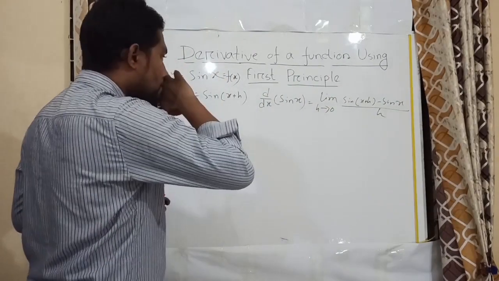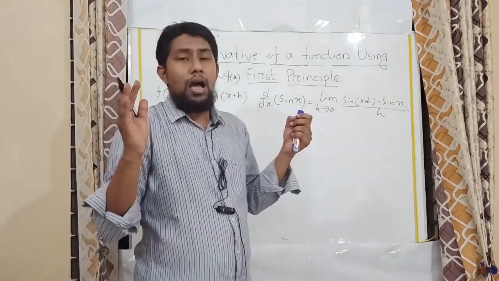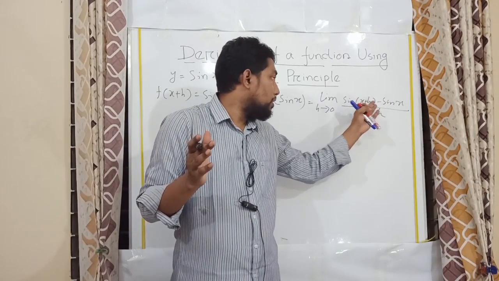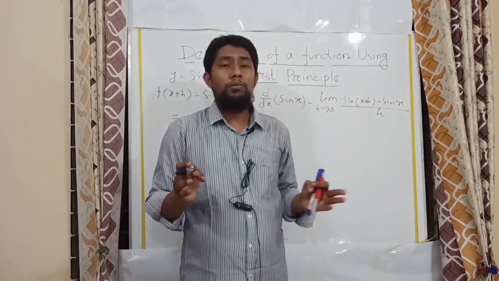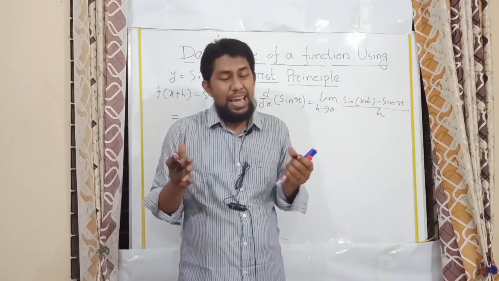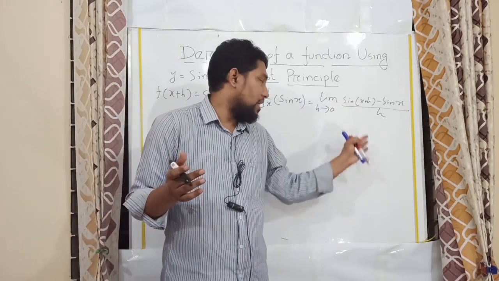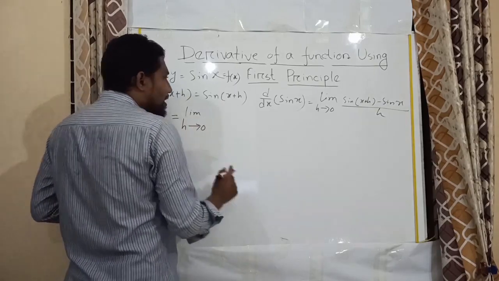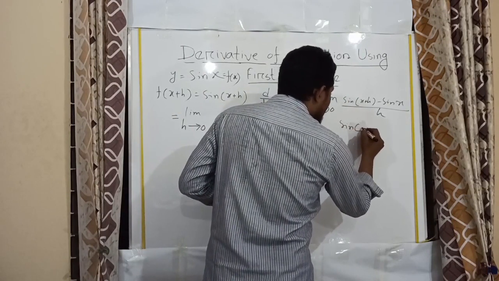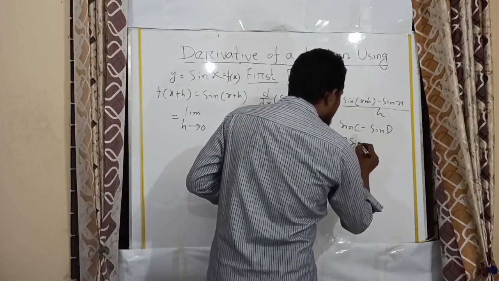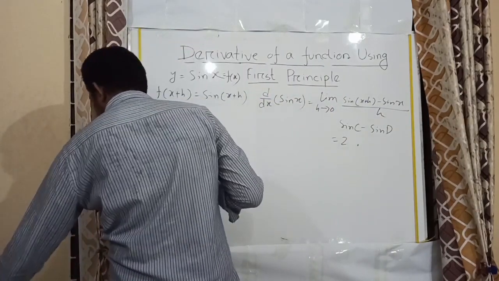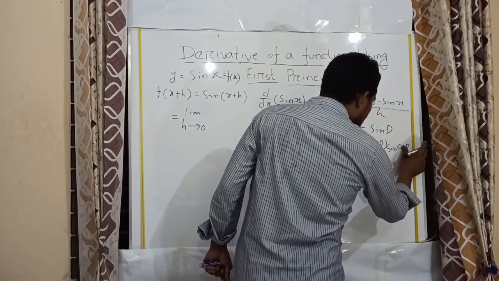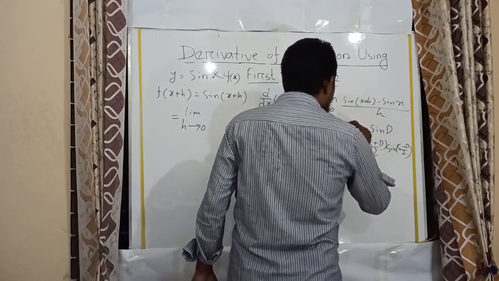Now sin of x plus h. I want you to learn what we will use here. It's a trigonometric formula. I hope you all know the formula. It is written in any book, but I will write it down here. Limit h tends to 0, sin c minus sin d equals 2 cos of c plus d by 2 times sin of c minus d by 2. So that is our formula.